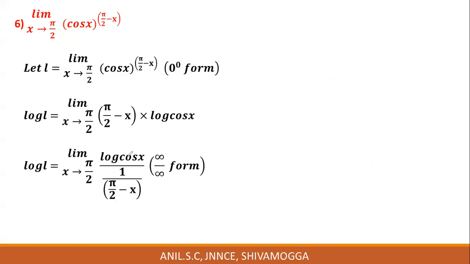Now apply limits. As x tends to pi by 2, log cos x will be log cos pi by 2. We know that cos pi by 2 is equal to 0, and log 0 is infinity. Therefore, the numerator tends to infinity. The denominator will be 1 divided by pi by 2 minus x, and x is again pi by 2, so 1 divided by 0, and 1 by 0 is again infinity. Therefore, this takes infinity by infinity form. We can use L'Hospital's rule. Apply L'Hospital's rule.